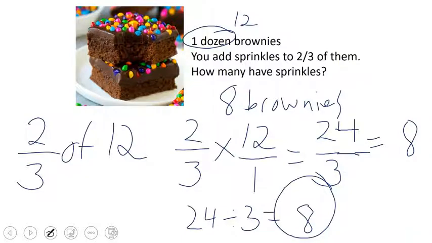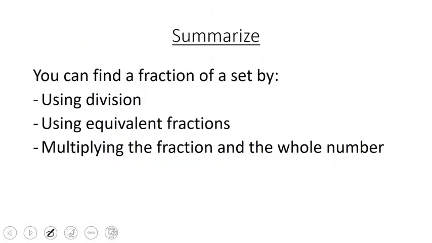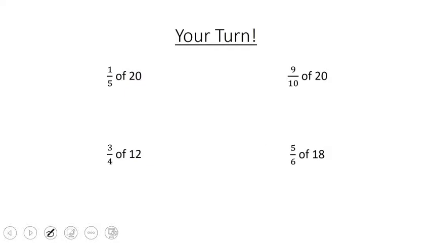So to summarize, we found fraction of a set by using division, using equivalent fractions, or by multiplying the fraction and the whole number. You can use any of these 3 methods to solve these sorts of problems. Think you got it? Let's try it out. Go ahead and pause the video and try these problems. You can use any of the three methods we just did, whether you decide to divide, multiply, or use equivalent fractions. Go ahead and try it out.